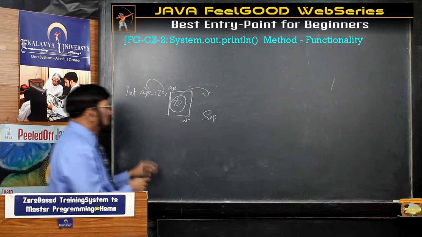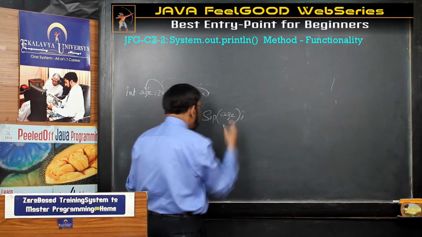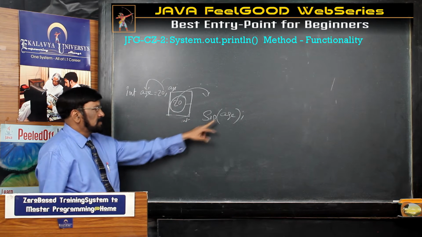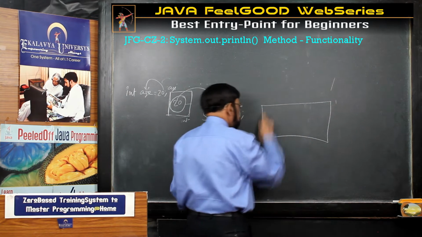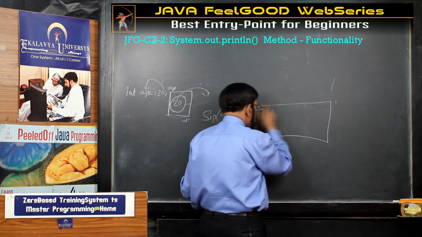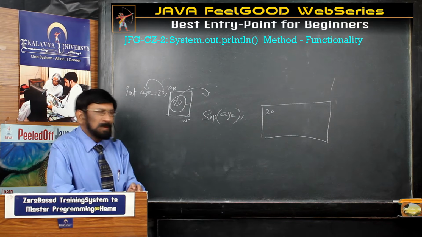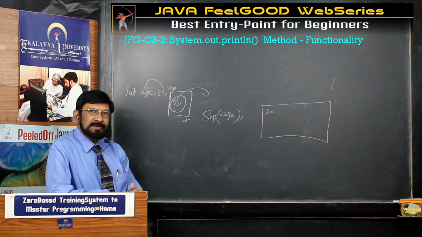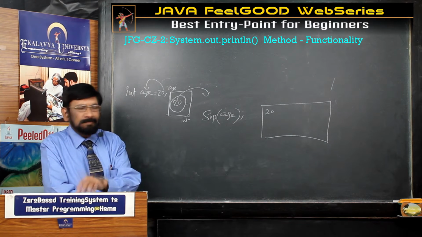System.out.println, only write. Now, where is your age stored? In a memory container, in a variable. Just simply write age. Then what happens? This is the monitor screen. 20 is printed. Okay, data is printed. But what is the problem? The problem is somebody simply sees 20 and asks, what is 20? You must answer. That means what is missing? Data is there. Readability is missing.